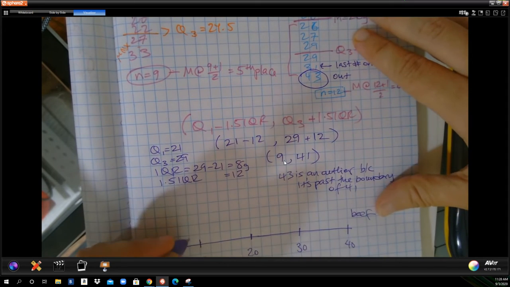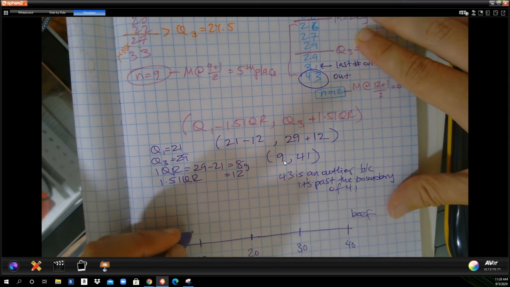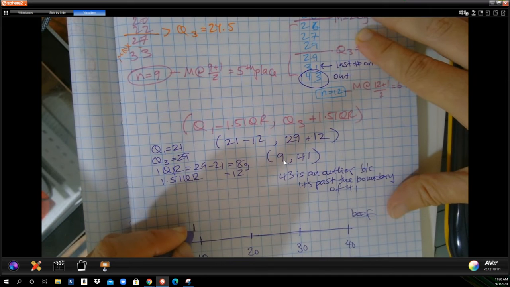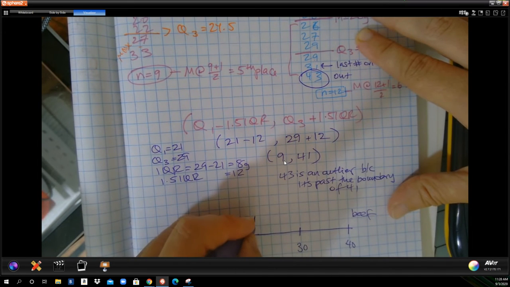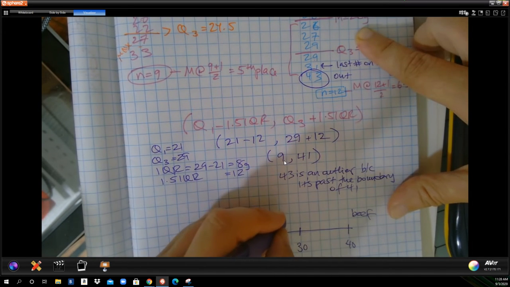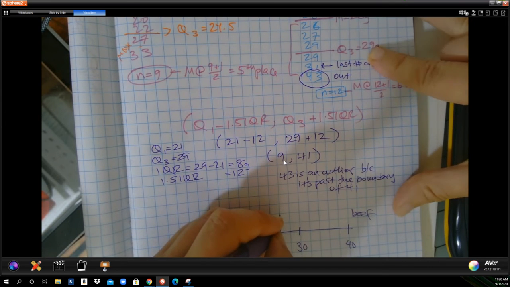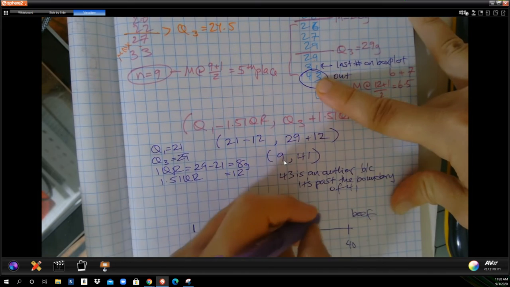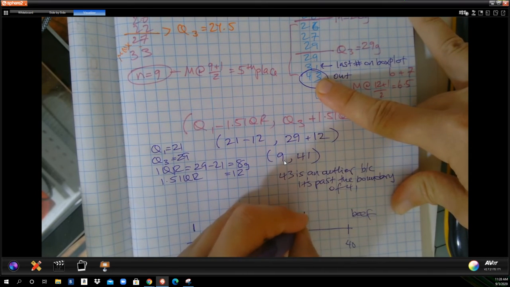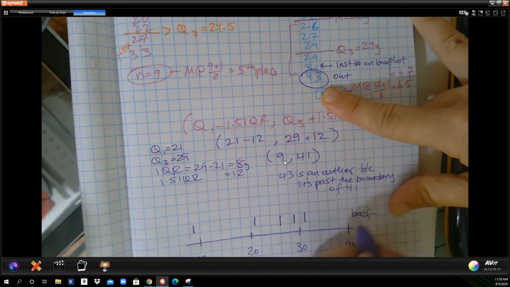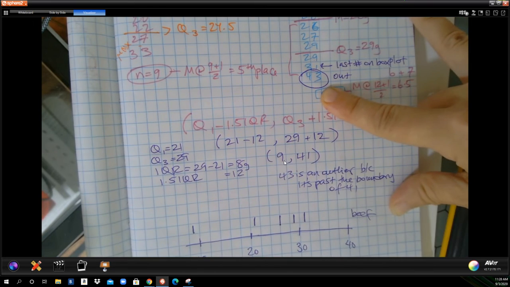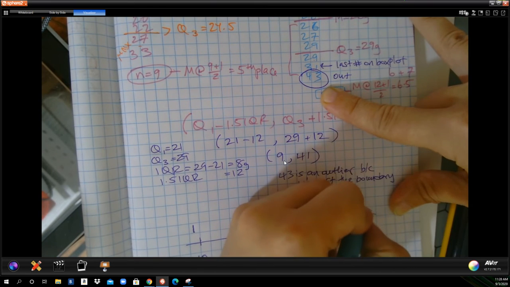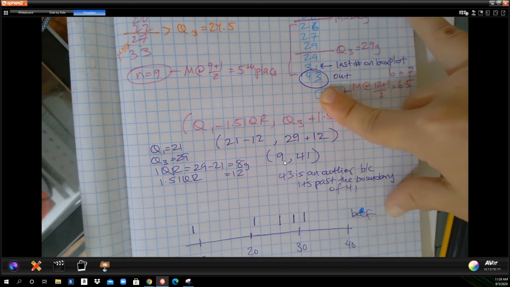So my minimum was 9. So I'm doing vertical marks for all of these. Minimum was 9. Q1 is 21. Median is 26. Q3 is 29. And then my last number that is on my box plot is a 31. And then my 43 is an outlier, and that gets to be a dot. That gets to be all by itself.